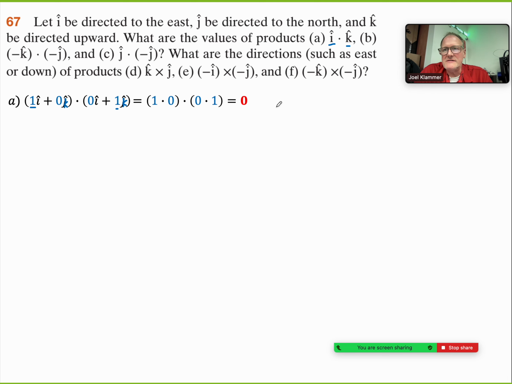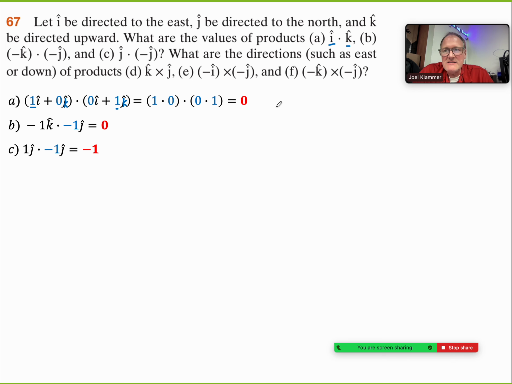No interesting results there. B, what's negative k dot negative j? Well, very similar. It's going to be 0. There's no common terms. But for C, j dot negative j, 1 times negative 1 gives us negative 1.